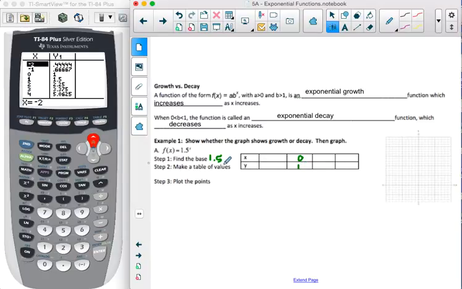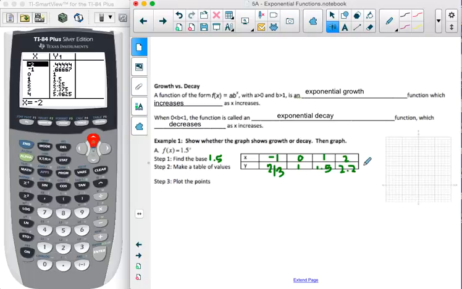I'm going to put a number on the left, so a negative number, so -1 would be 2/3. I think that's almost easier to do with the exponents. And then if I plug in a number like 1, obviously I'm going to get back 1.5. And if I plug in a number like 2, I'm going to get back 2.25.